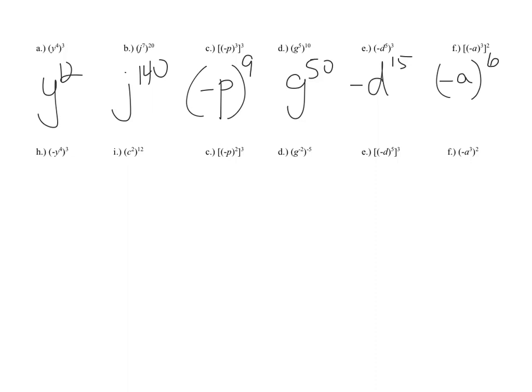You could take it a step further and know that this answer in the end, because that's an even exponent on the outside, this negative a is going to end up becoming positive because we have an even exponent. You could end up saying that this is also just plain old a to the 6th. All right? But you're really only required to take it this far right now.